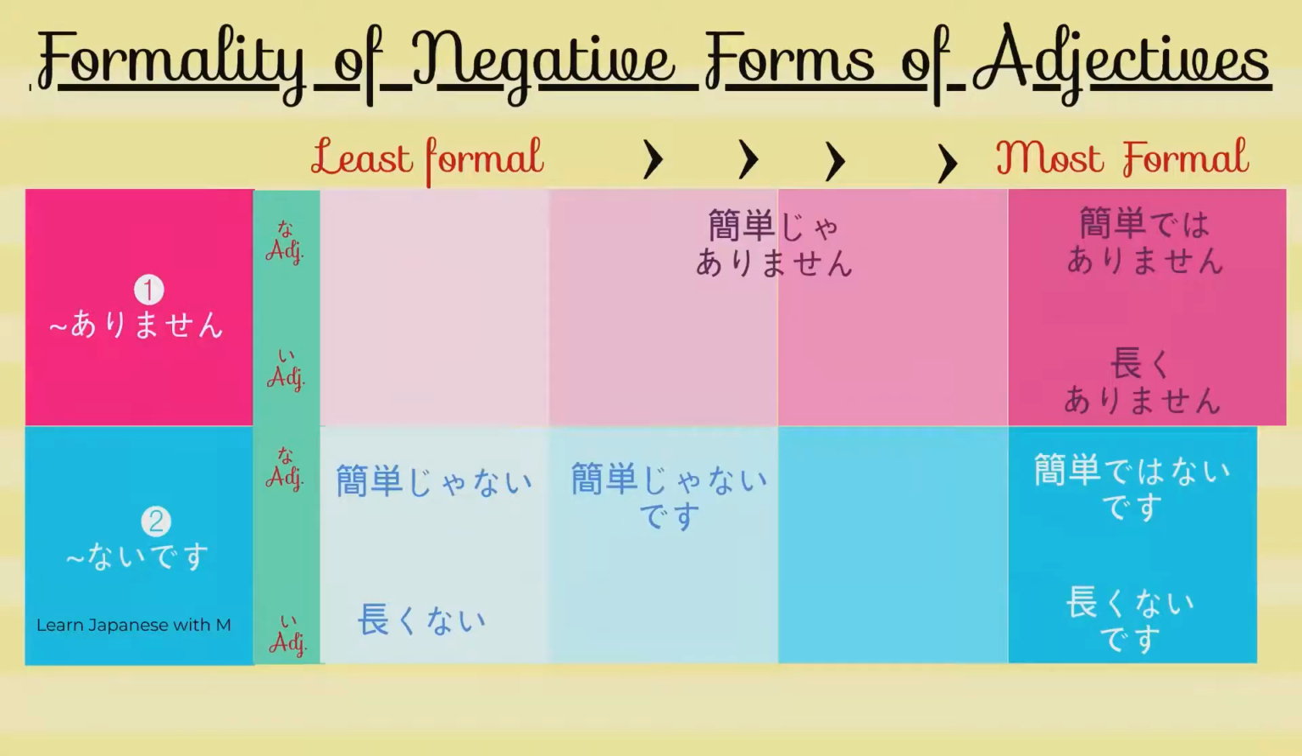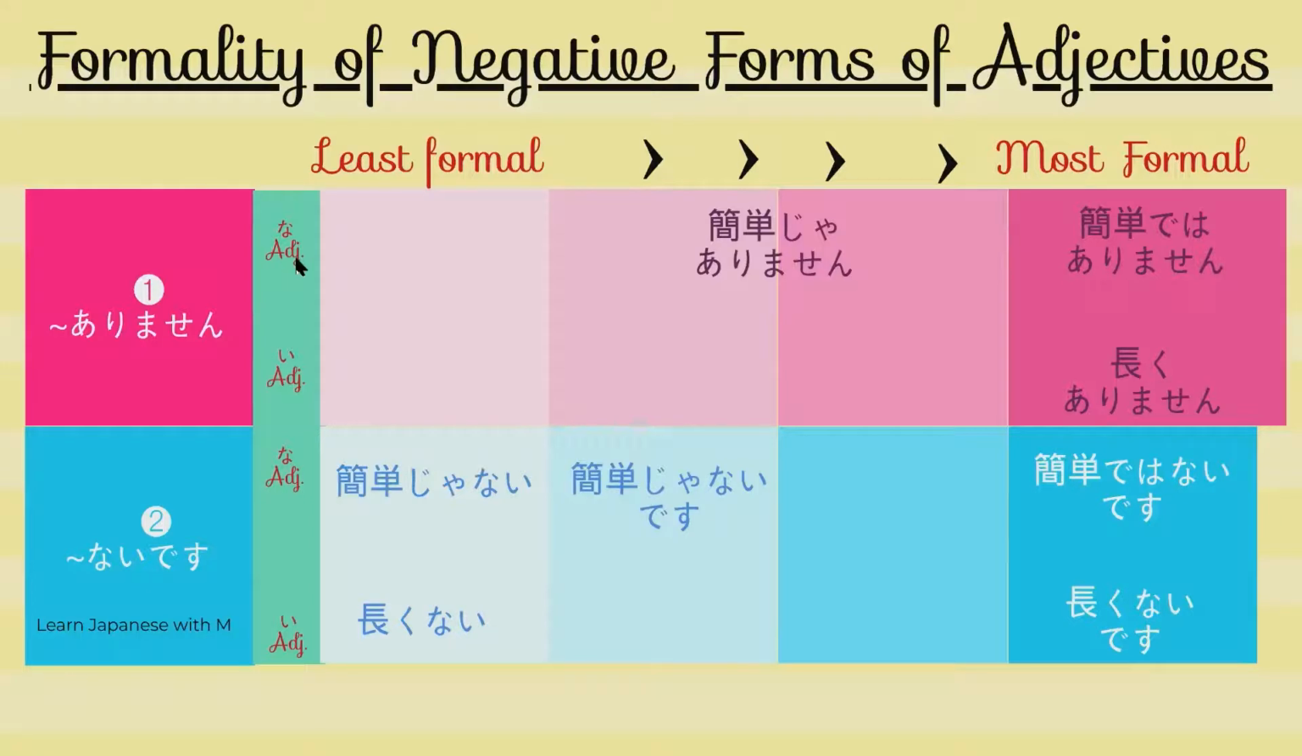This table summarizes the formality to express the negative forms of adjectives. On the left-hand side, there are the least formal expressions, and on the right-hand side, there are the most formal forms of expressions. And please note that the pink box on top is larger than the blue box on the bottom, because, as mentioned previously, the ありません form is slightly more formal than the ないです form. Let's first look at the ありません form.